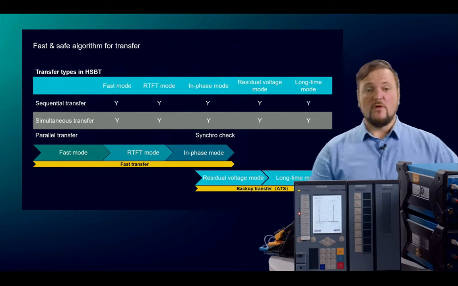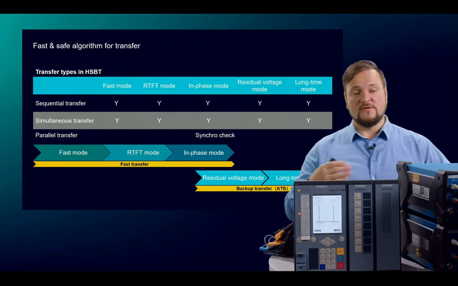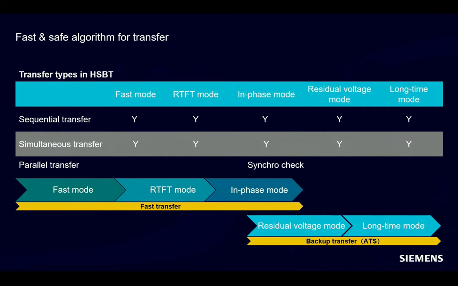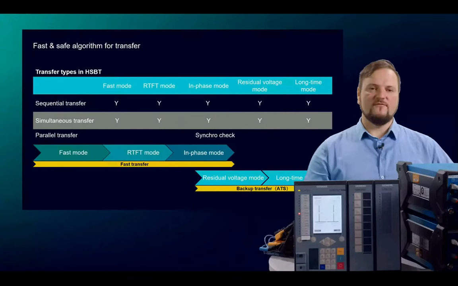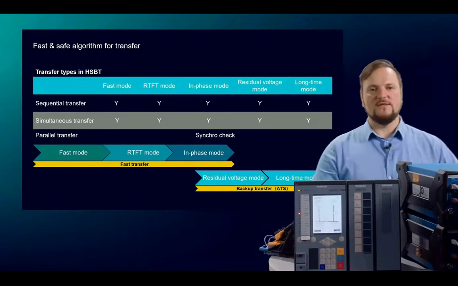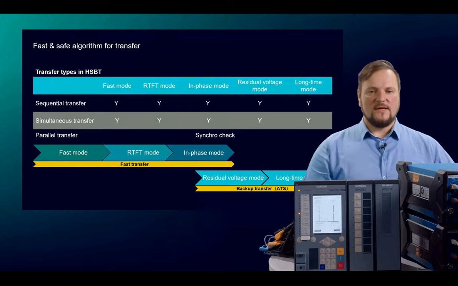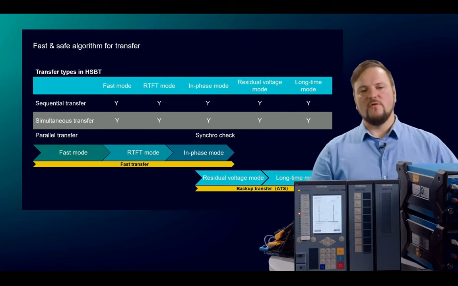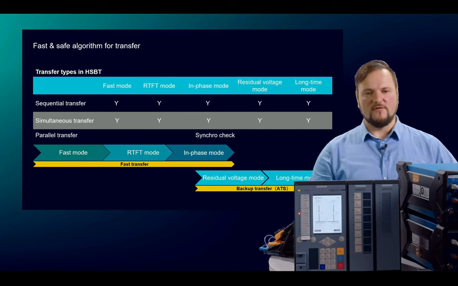So why do we talk about fast and different modes and different transfer types? The device supports the sequential transfer, that means break before make, the simultaneous transfer, that means make before break, or the parallel transfer, where we have a so-called synchrocheck functionality behind that. That means both breakers are in for a small time and without any voltage dip on the motor bus. Therefore, we have different modes in our HSBT functionality implemented: the fast mode, the real-time fast mode, the in-phase mode, or on the other hand, and this is more a backup transfer, like an ATS system is working, the residual mode and the long-time mode. And when we talk about fast transfer, we always talk about the fast mode, the real-time fast mode, and the in-phase mode.